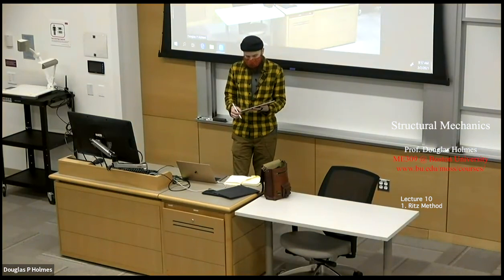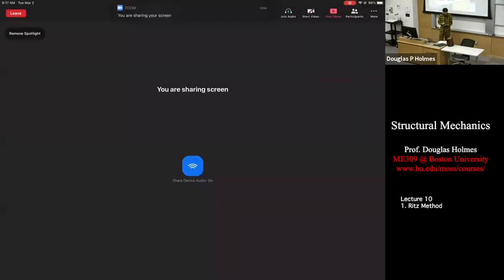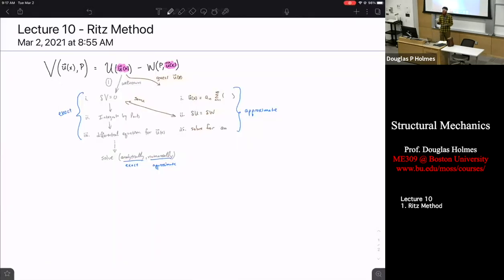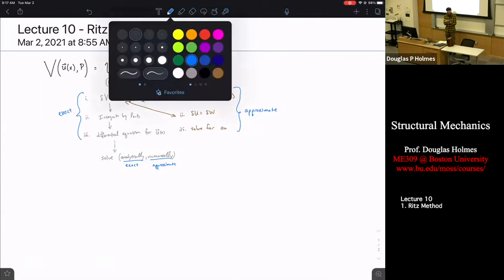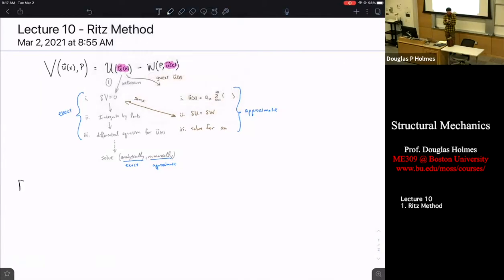We're really building up the tools for an incredibly powerful approximate method, which is used analytically and computationally, which is what's known as the Ritz method. And the Ritz method is incredibly powerful. It's basically what we're doing.